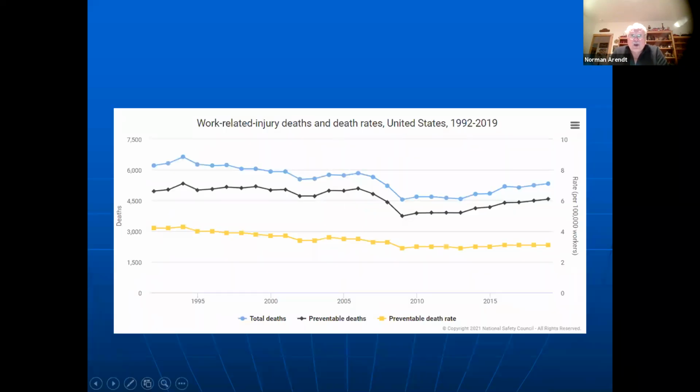The work-related injury and deaths in the United States from 1992 to 2019 is this graph from the National Safety Council. The blue line shows total deaths. These are just work-related. And the black line shows preventable deaths. And basically what they look at when they study a fatality is, had we done something different, could it have been totally avoided, or was it just strictly an accident?